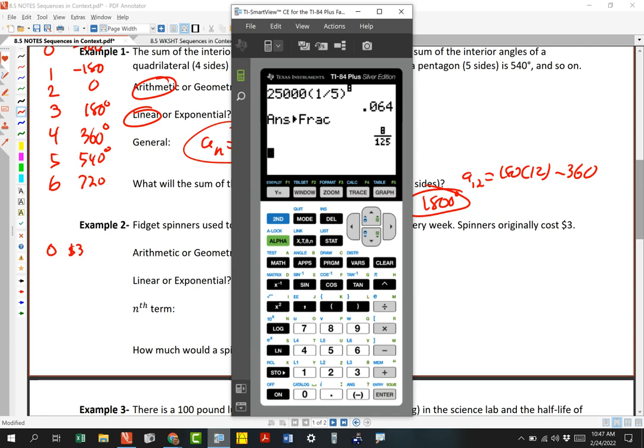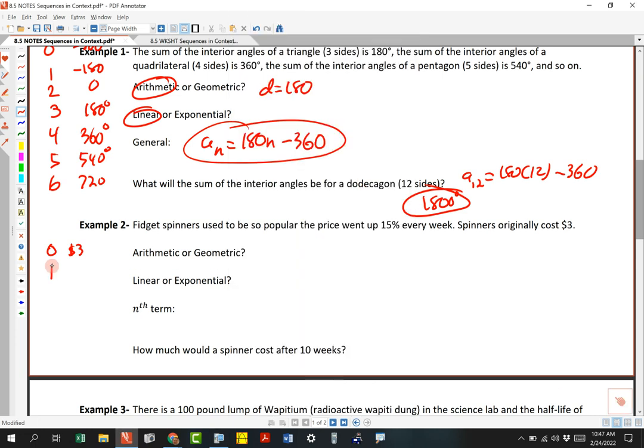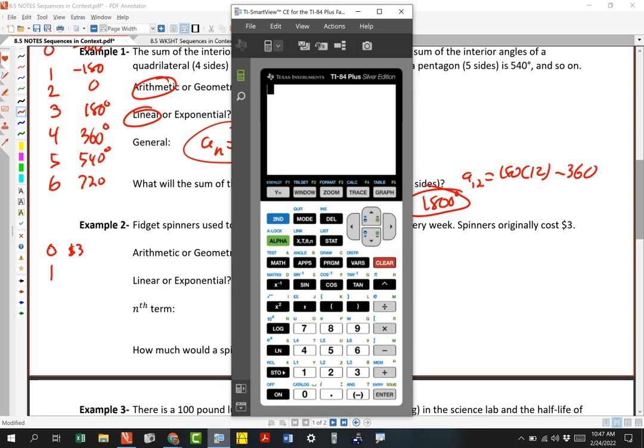Okay, now we're going to come back here, and we've got to figure out how much it was after 1 week. So after 1 week, it had a price increase. It went up 15%. We need to take that $3, and we need to multiply it by something.